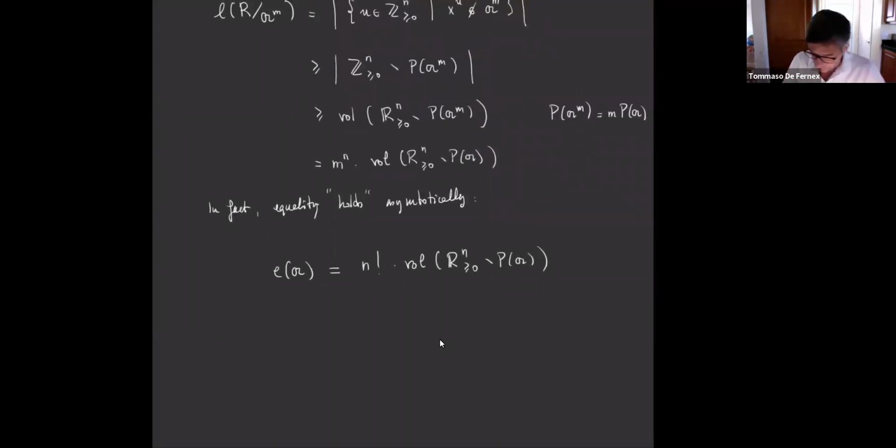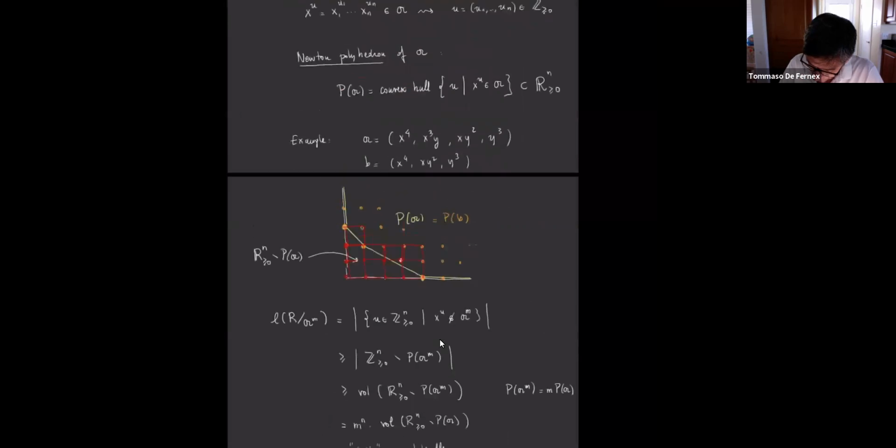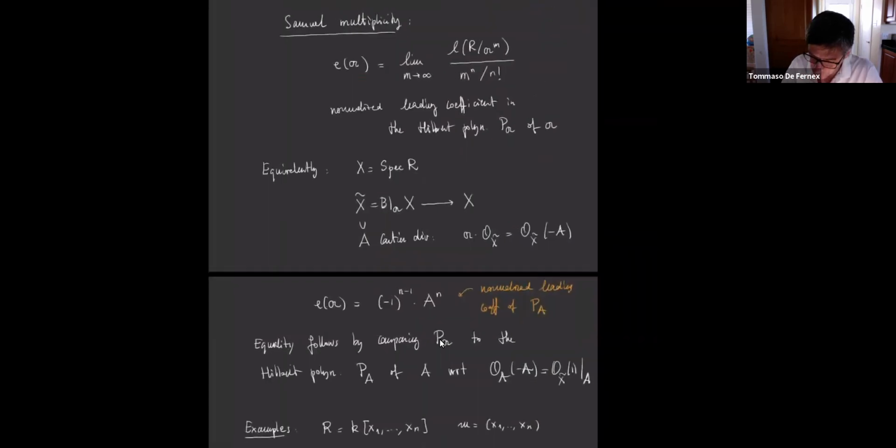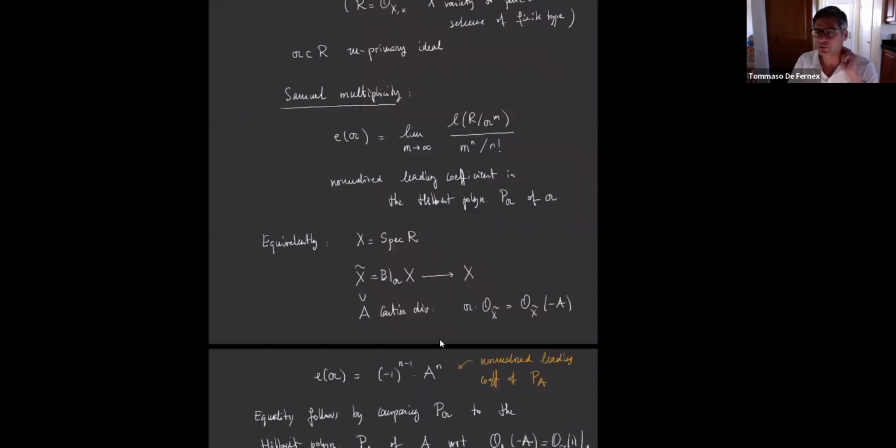So this was just an example, and this was our definition of a multiplicity of an m-primary ideal in a local ring. So think about the local ring of a variety. Now with that definition, we can define the multiplicity of a variety or of a scheme.